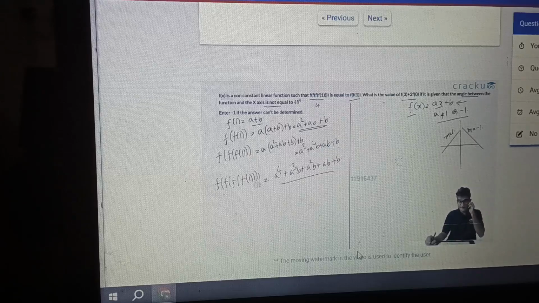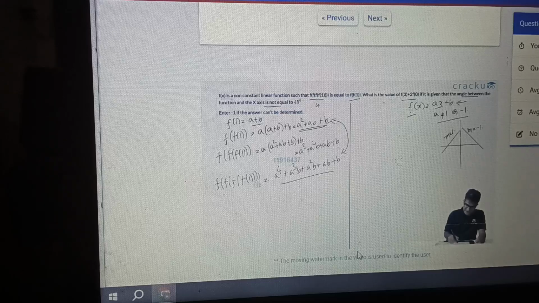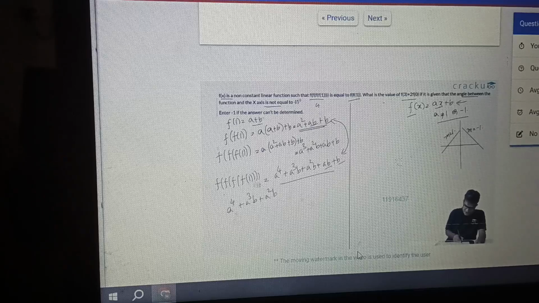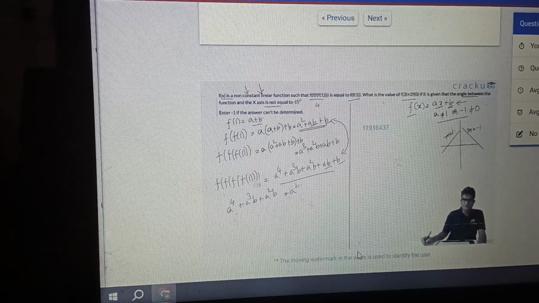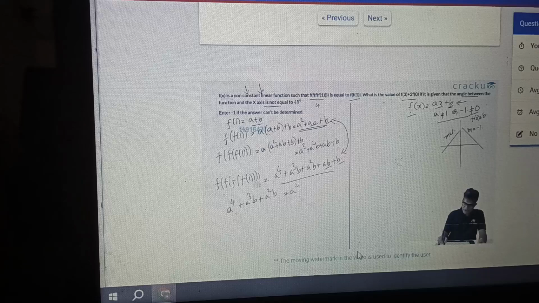That is, the fourth iterate is equal to f of 1. So now if you equate both of these values, we can cancel b and we can cancel ab. So essentially what this boils down to is that a to the power 4 plus a cube b plus a square b is equal to a square. We are also told that f of x is a non-constant function. This would imply that the value of a is also not equal to 0, because if a is equal to 0, the value of f of x for all values of x will become equal to b, which is a constant. So a cannot be equal to 0.